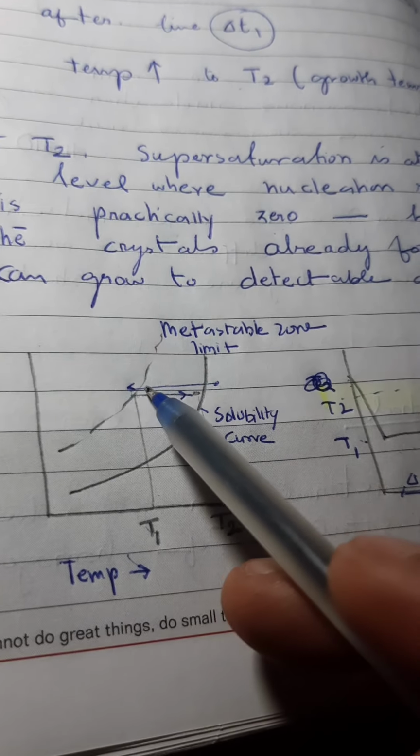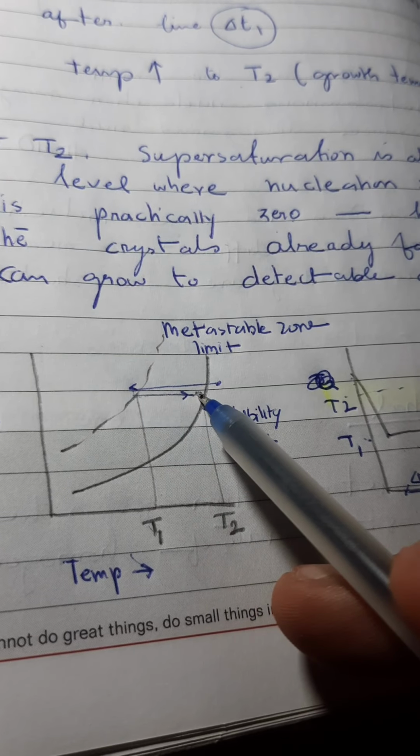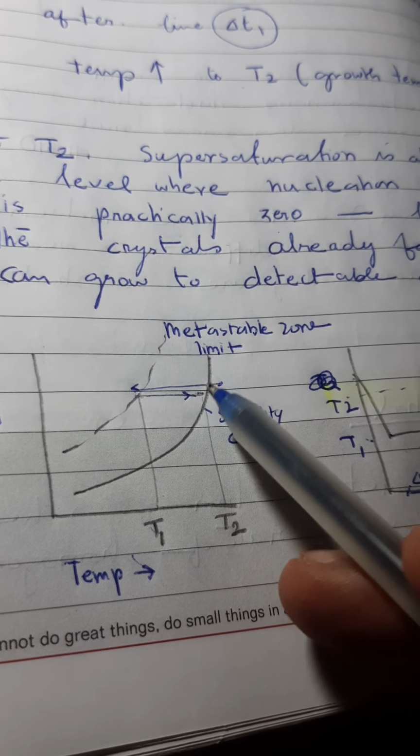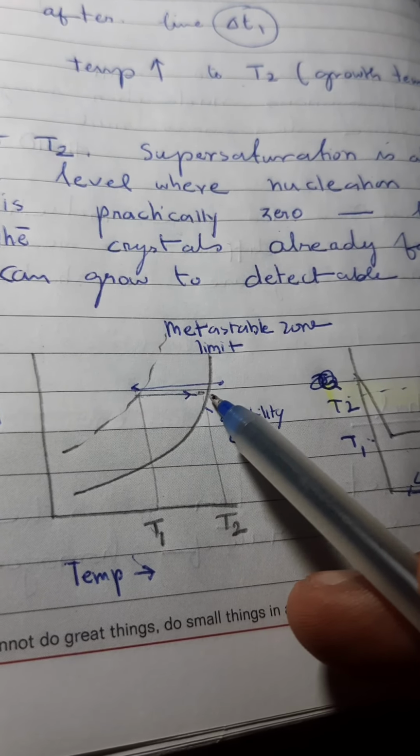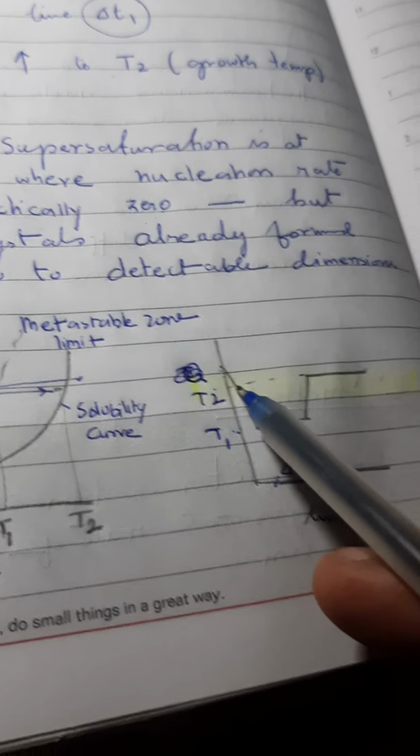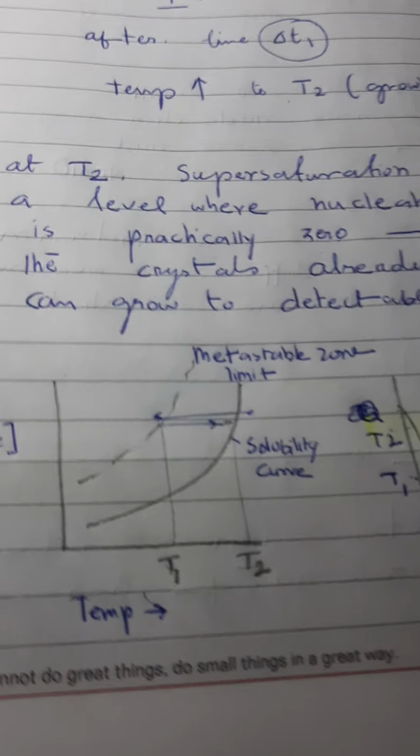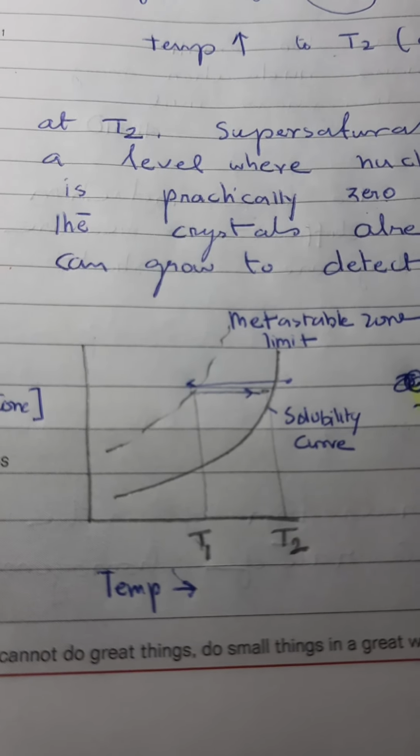So from here, the lower temperature is again raised, but it does not cross the solubility curve. You can see that the temperature has been raised to a certain temperature T2, and this is where the growth of crystallites takes place. And this is the second type of nucleation rate determination.